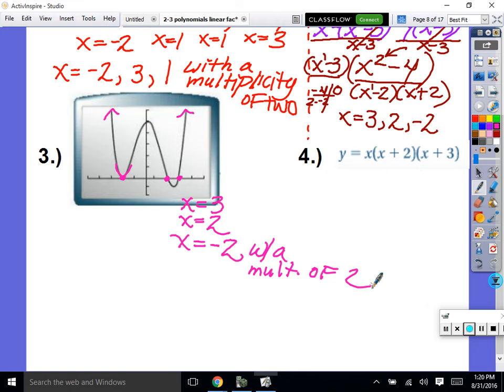Okay. Alrighty. So looking at this one, x equals what? It's already factored for us. And do we have questions on that? Okay. Last one before I let you work.